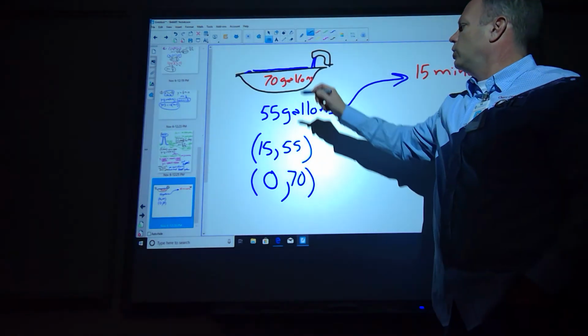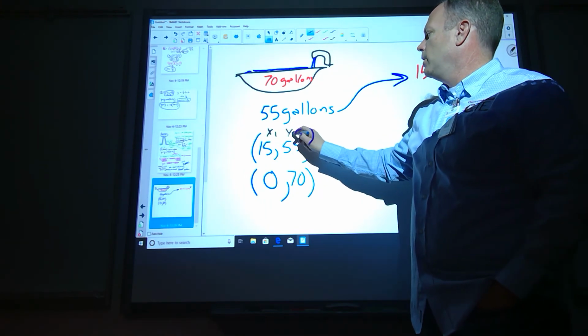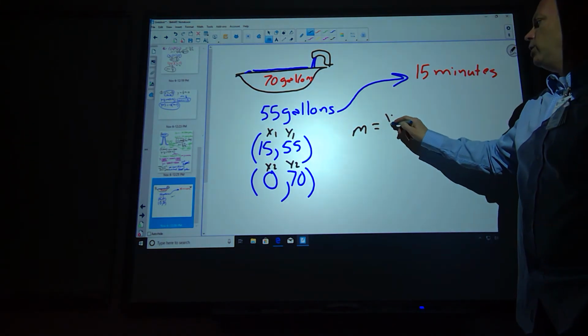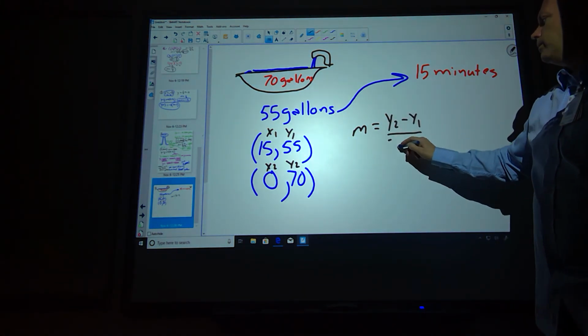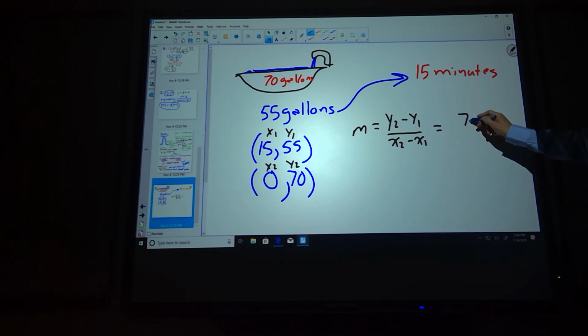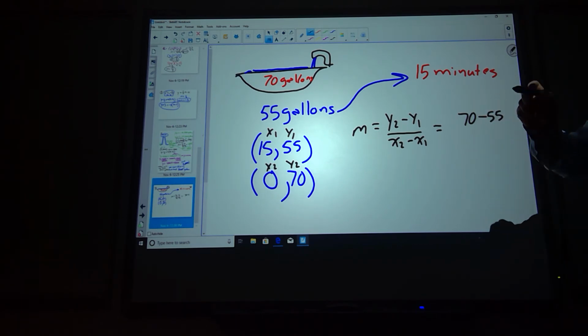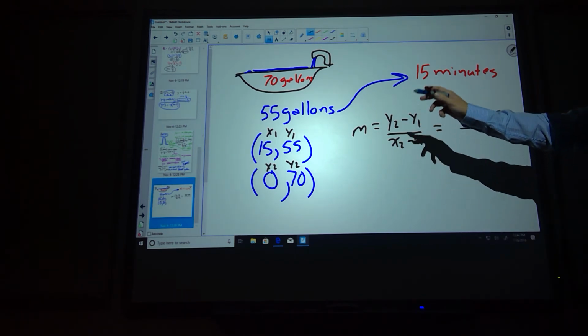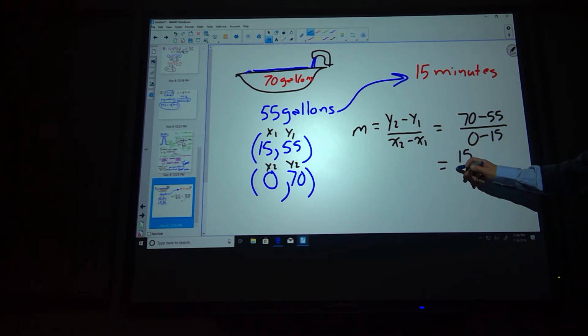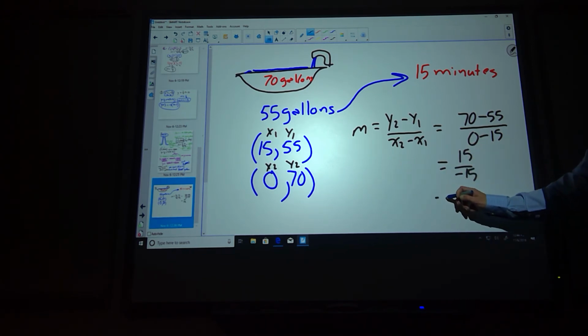Let's create a slope. I'm going to go x1, y1, x2, y2. You still with me? I know my slope equation is this, and I've asked you to know this. So we got 70 subtract 55, and then 0 subtract 15. So 70 subtract 55, help me out. Is that 15? 15 over negative 15 is negative 1.